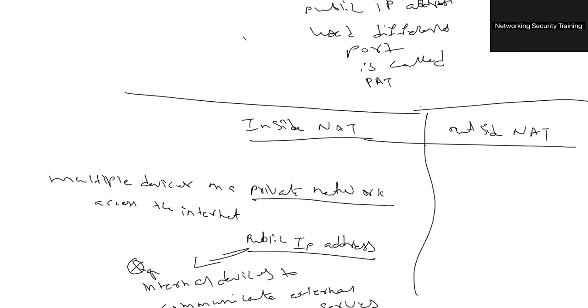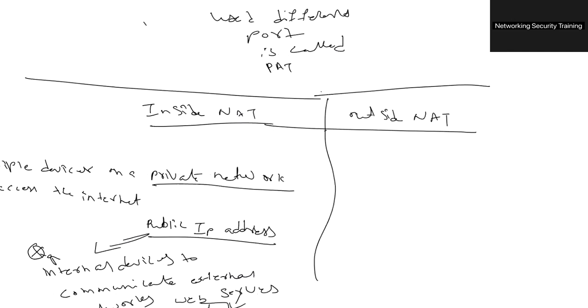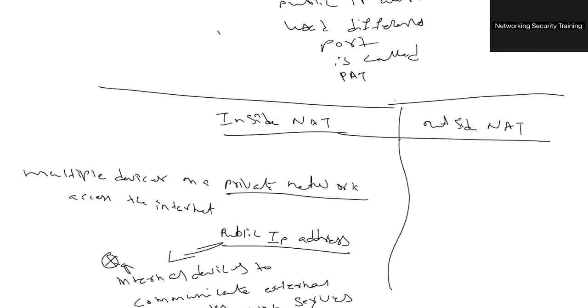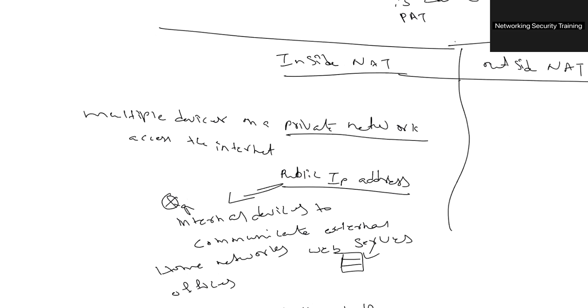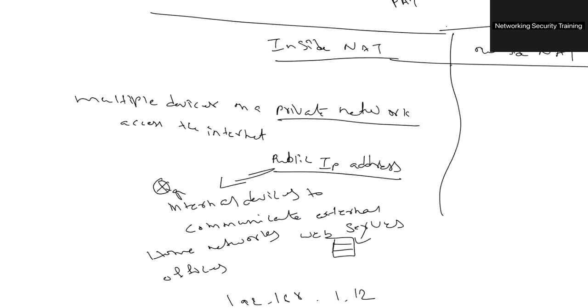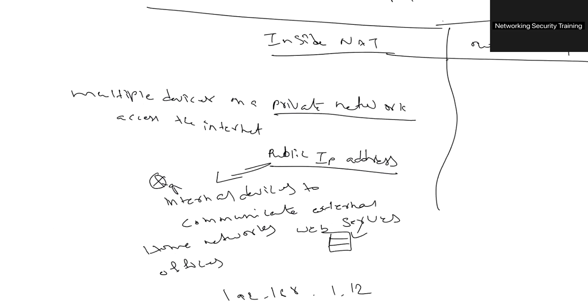And coming to outside NAT, it refers to the process of translating a public IP address to a private IP address, so that external devices can access devices on a private network.